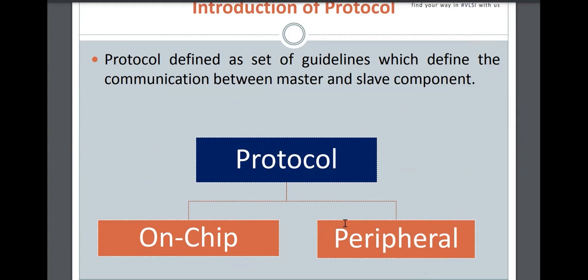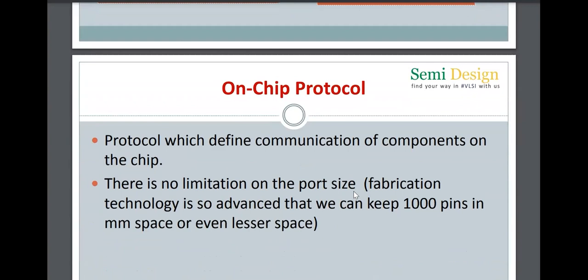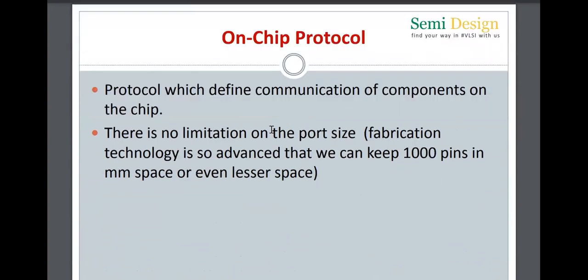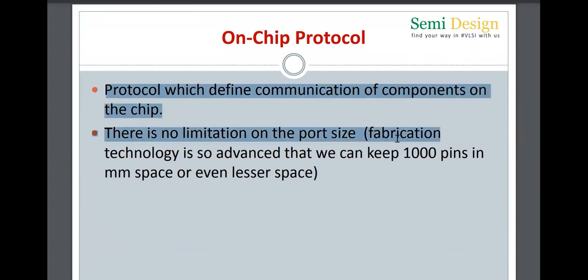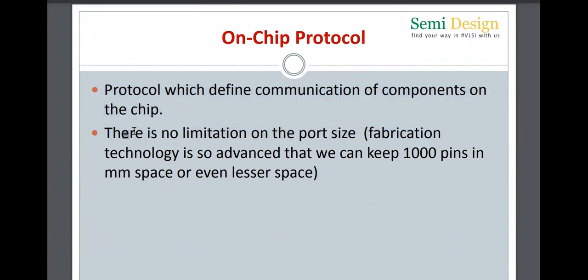Okay, so whatever we are discussing now, the APB protocol, comes under peripheral protocol. I think you understood the difference, right? On-chip protocol defines the communication of components on the chip, so there is no limitation on the port size. Fabrication is very advanced technology, nothing but AXI. AXI is very advanced compared to AHB and APB.